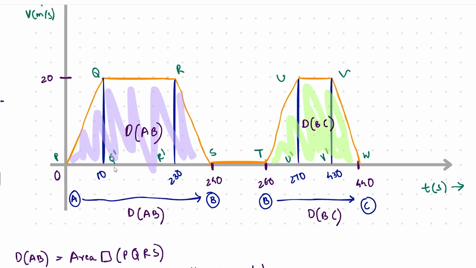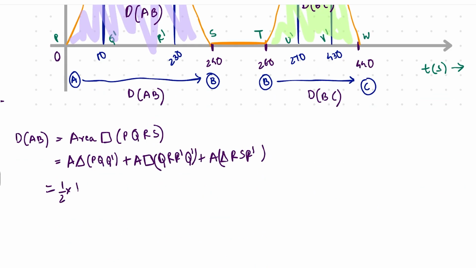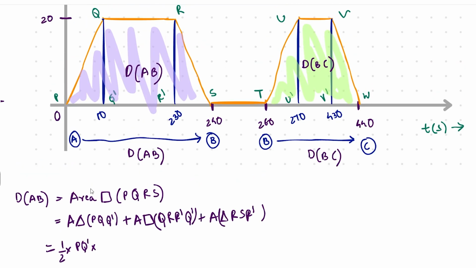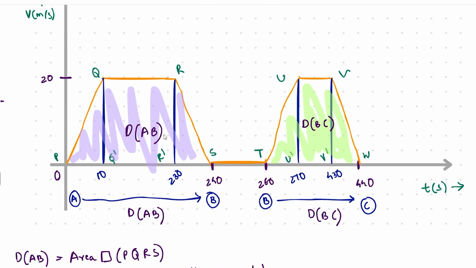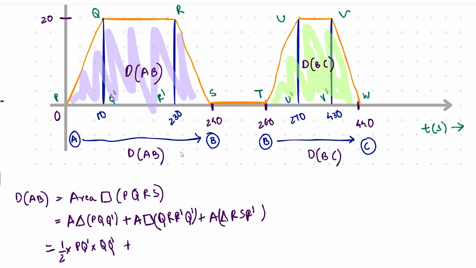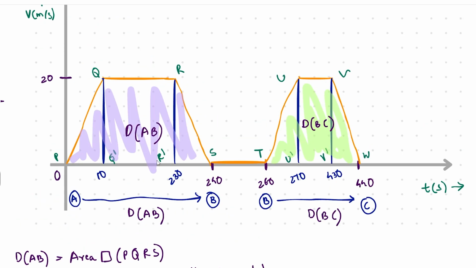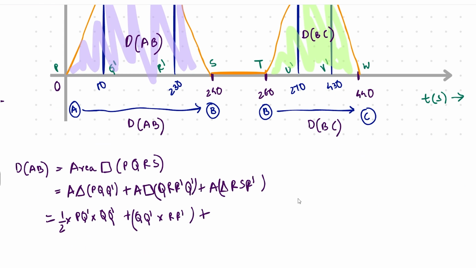Abhi, to calculate the area of this triangle, we can say it is half into base into height. Base is PQ dash, height is QQ dash. Plus area of rectangle is length into width. So width is Q dash R dash and length is R R dash. So we have QQ dash into RR dash. And then again, we have area of second triangle, that is half into base R dash S into height R R dash.